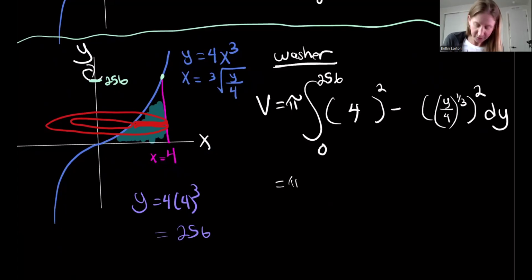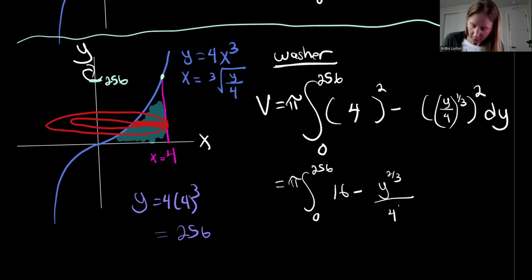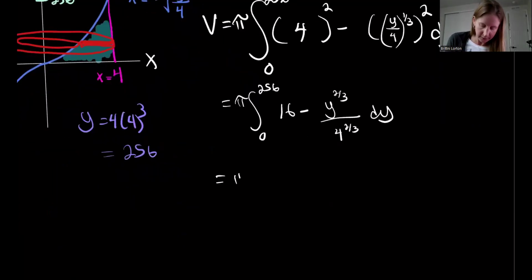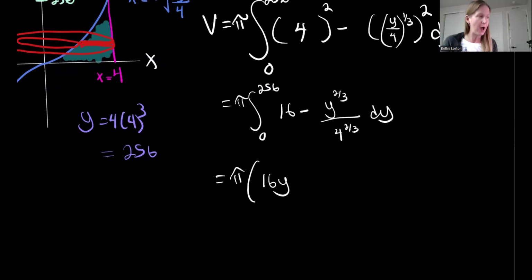Okay, now let's simplify. We got to do the calculus: the integral from 0 to 256 of 16 minus y to the power of 2/3 divided by 4 to the power of 2/3, dy. And then I'll do some calculus here. Pi times the antiderivative of 16 is 16y minus, and then that 1 over 4 to the power of 2/3 is just some number, so I get to leave it there. It's a constant multiple, it can stay.